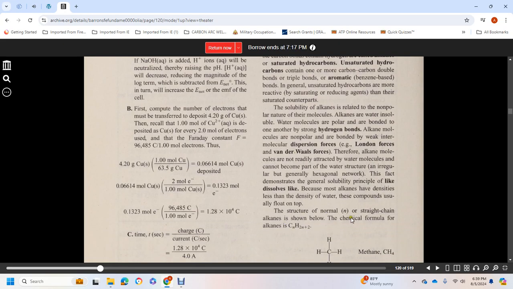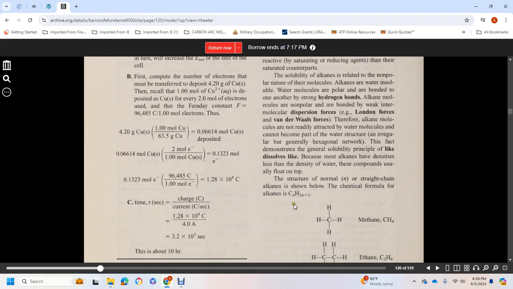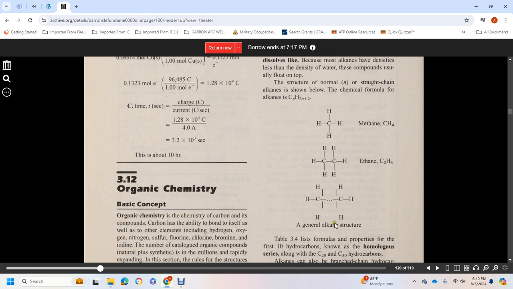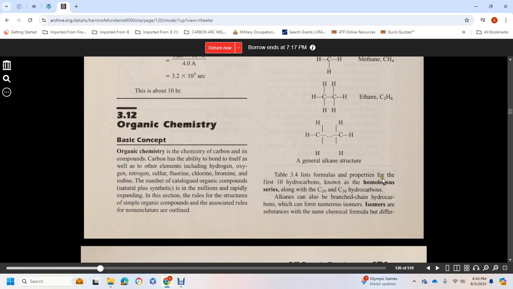The structure of the normal straight chain alkane is shown below. The chemical formula for the alkanes is CnH2n+2. It shows methane, ethane, and a general alkane structure. Table 3.4 lists formulas and properties for the first 10 hydrocarbons, known as a homologous series, along with the carbon 20 and carbon 30 hydrocarbons. Alkanes can also be branched chain hydrocarbons, which can form numerous isomers.